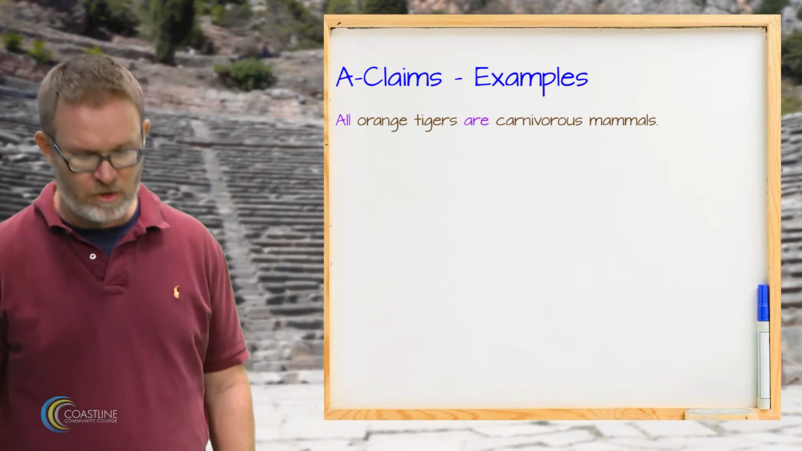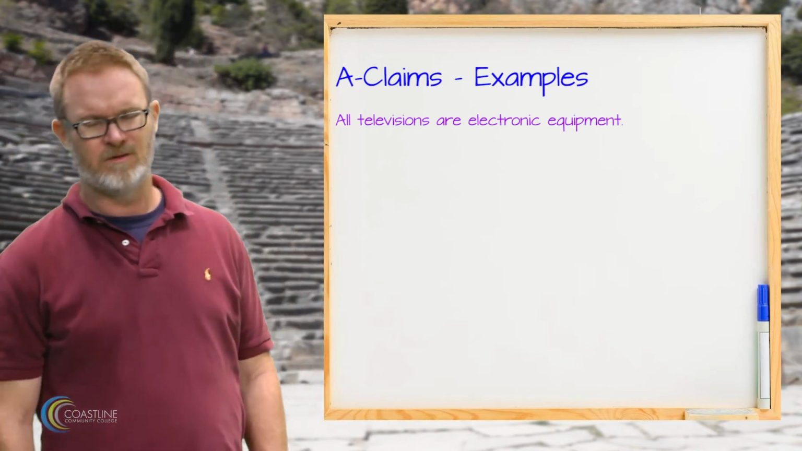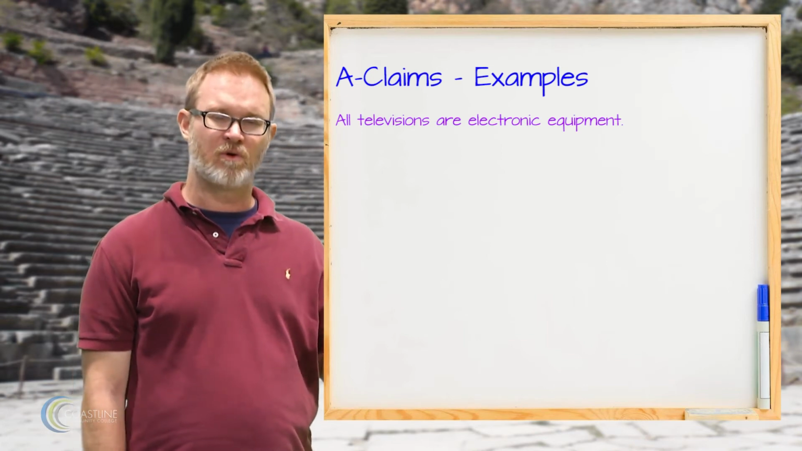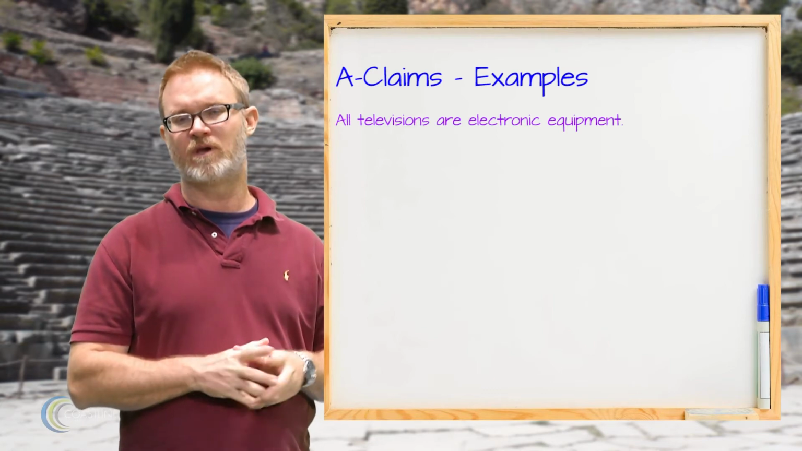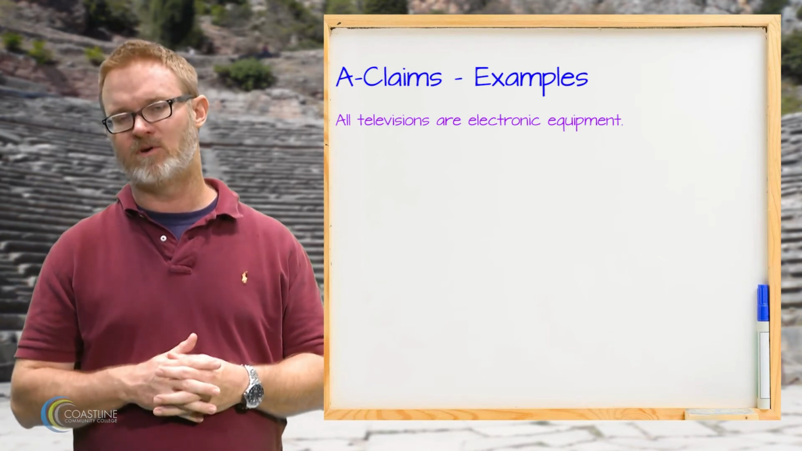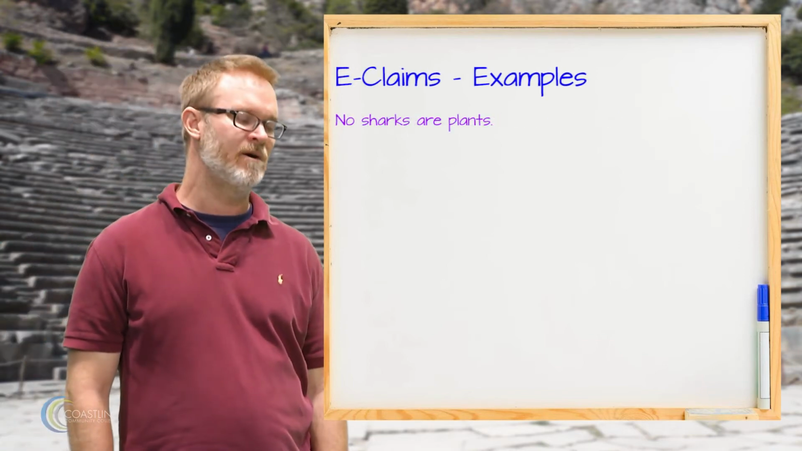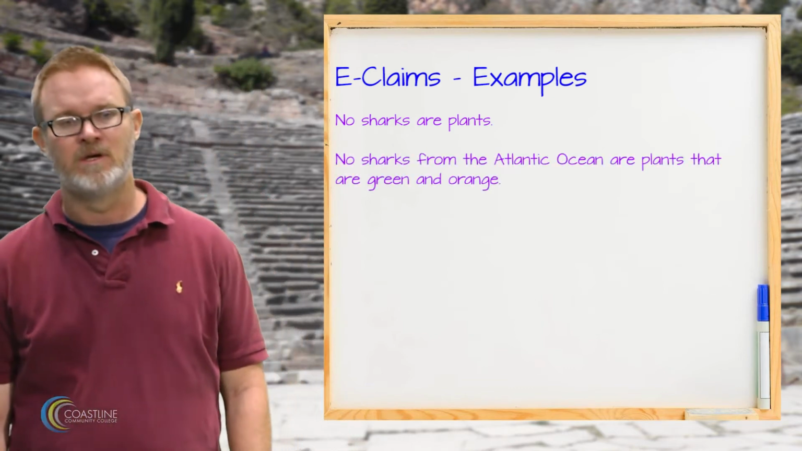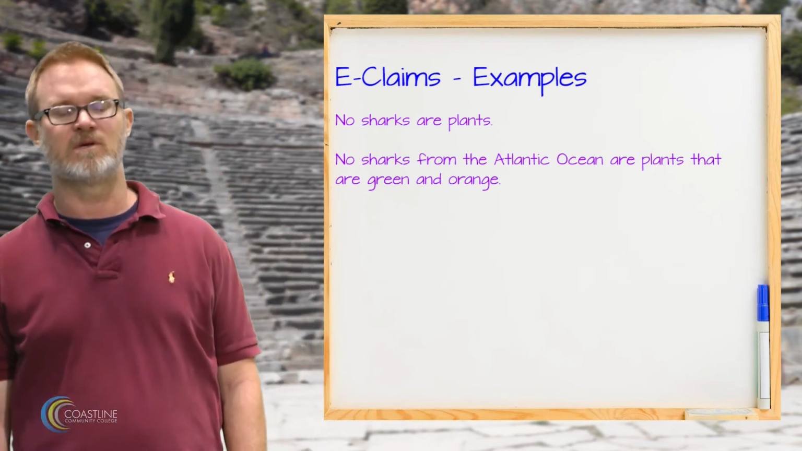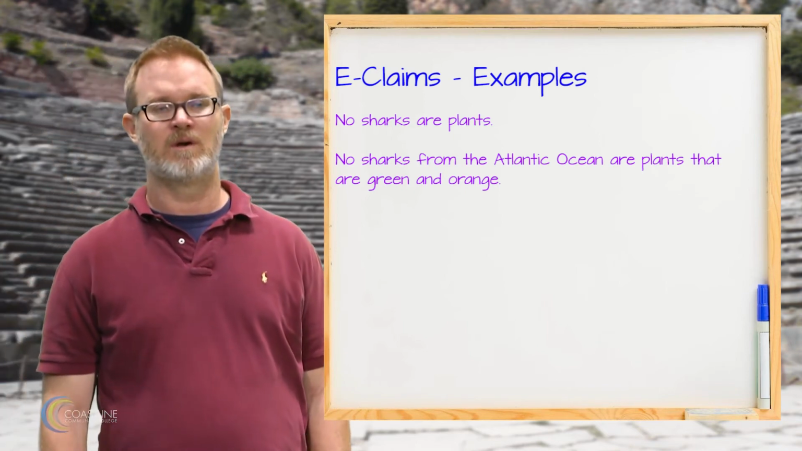We could have something like all televisions are electronic equipment, something like that, right? And so you can see that really the claims, these standard form categorical claims, are just sort of like open-ended sentences of a sort. You can plug the terms in that you want and make whatever claim you like. So as an example of the E claim, we had no sharks are plants. We might have no sharks from the Atlantic Ocean are plants that are green and orange, something like this. So again, just putting whatever terms we want in to make the claim that we'd like.